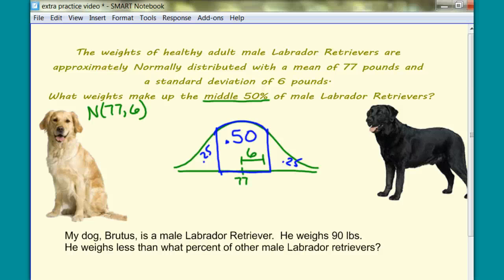So what we want to find here is what number of pounds go in those two positions. Now again, most of you have a calculator with an inverse norm function. If we start off knowing something about area, we can inverse norm that to find the answer. So I would hit inverse norm on my calculator. The first area has 0.25 to the left, so I'll put 0.25. I'll type in my mean, I'll type in my standard deviation.